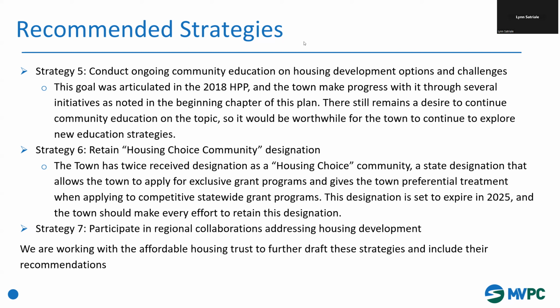The next strategy is something North Andover is already doing, but we'll have to continue to do, which is called Housing Choice Community Designation. This is a designation that is offered by the state for cities and towns that are producing a certain amount of housing over a few-year period. The town has twice received designation as a quote-unquote housing choice community. And what that does is it opens up the town to exclusive grant programs that other communities do not have access to. And it also gives the town preferential treatment when applying for competitive statewide grant programs. So when you're applying for a state grant to fix something in town, you can check that box that says you're a housing choice community, and it gives the town more points.